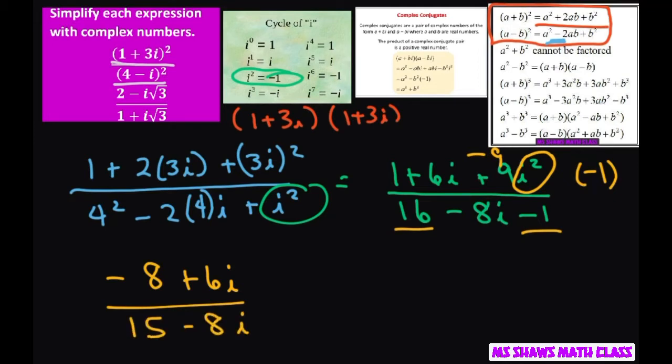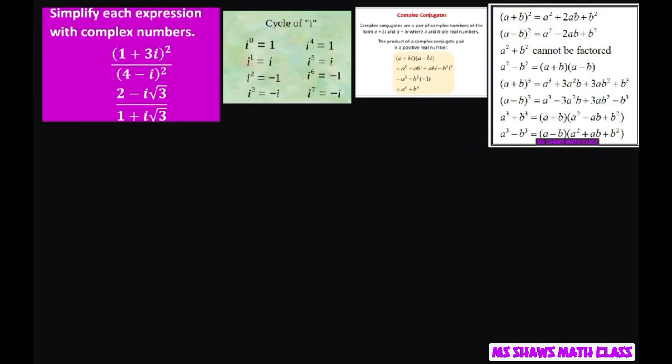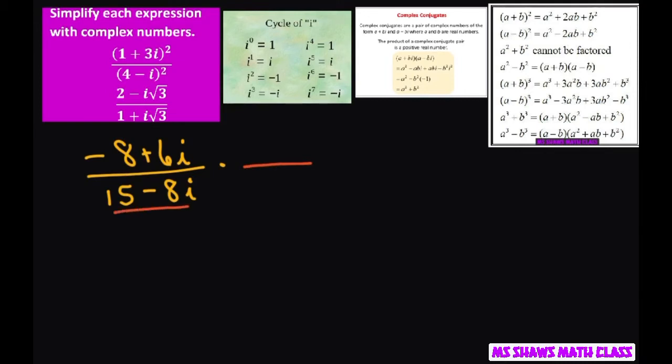So now we can actually rationalize the denominator. So what we have is, let's duplicate this real quick. Negative 8 plus 6i divided by 15 minus 8i. Now to rationalize the denominator, we're going to multiply it by the conjugate of the denominator. Remember, i is square root of negative 1. We don't want a radical in the denominator. So we're just going to write this as 15 plus 8i. The conjugate of that is 15 minus 8i. And you also have to multiply the numerator by that.